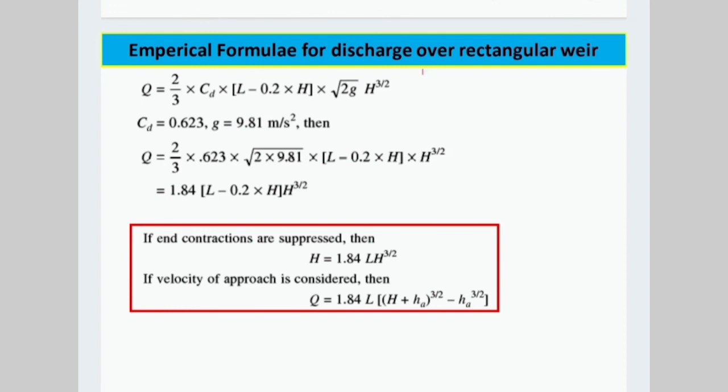If end contractions are suppressed, then Q is equal to 1.84 into L into H raised to 3 by 2. If velocity of approach is considered, then Q will be equal to 1.84 into L into (H plus HA) raised to 3 by 2 minus HA raised to 3 by 2.